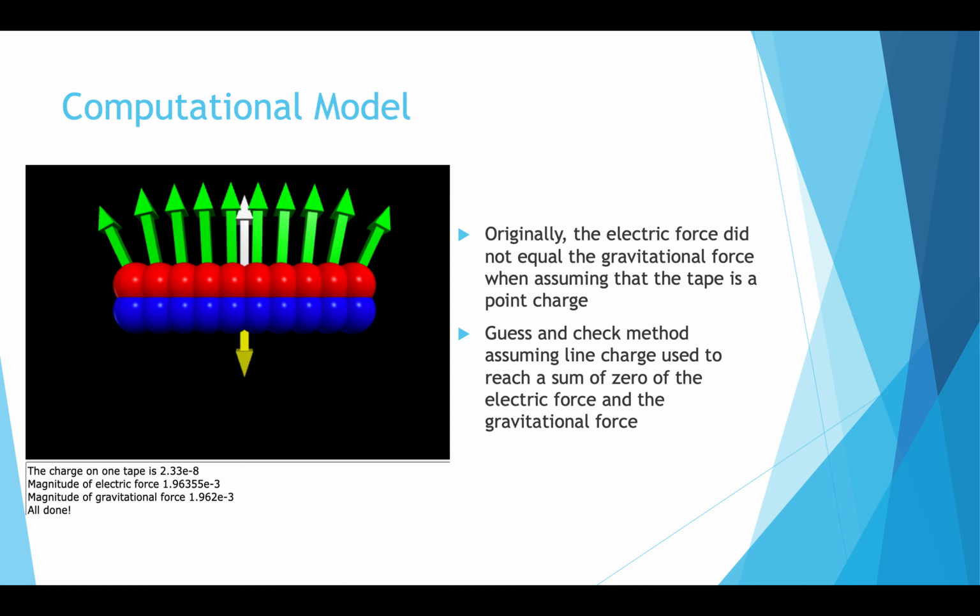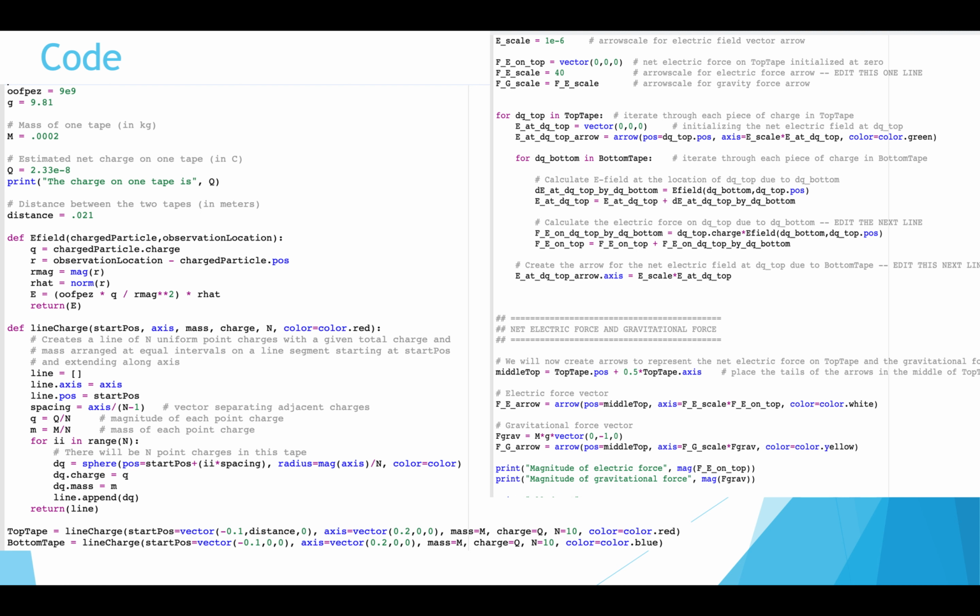Originally, the electric force did not equal the gravitational force when we were assuming that the tape was a point charge, so the guess and check method was used, assuming line charges, to reach a sum of 0 of the electric force and the gravitational force. You can see here in the code where it describes how each arrow was derived, and the link, like I said, will be in the YouTube description.